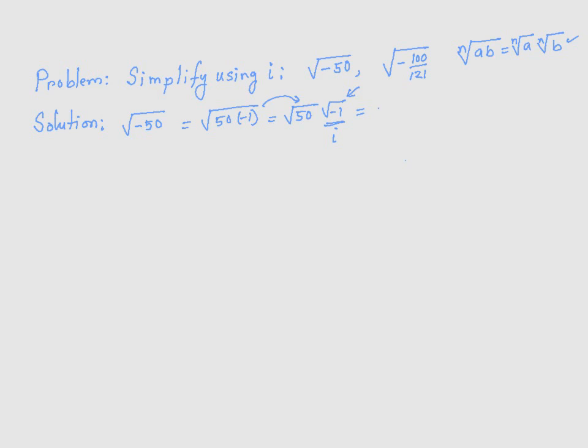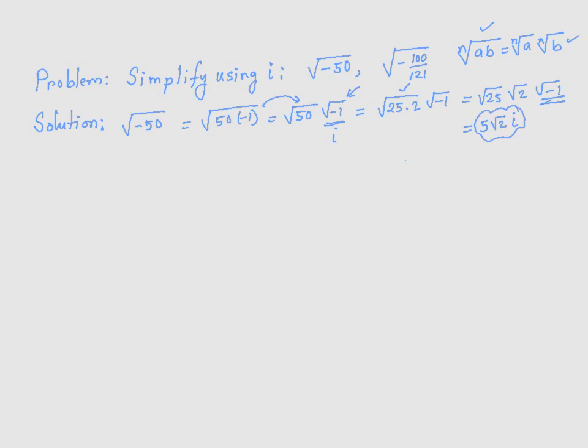Now the square root of 50, I could break it down further: 25 times 2. 25 is a perfect square. That's why I factored it out. That's the biggest number I could factor out from 50. Then, of course, the square root of negative 1. Then I could simplify this again using this rule. That's going to be the square root of 25 times the square root of 2, then the square root of negative 1. But the square root of 25 is 5, the square root of 2 is the square root of 2, and the square root of negative 1 is i. So that's your answer for this one.